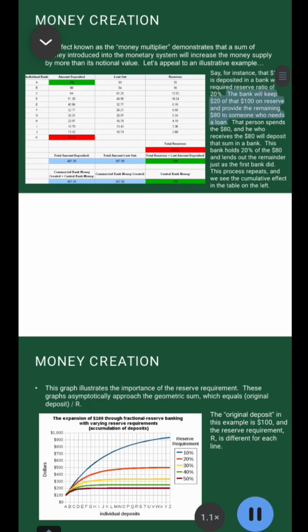The bank will keep $20 of that $100 on reserve and provide the remaining $80 to someone who needs a loan. That person spends the $80, and he who receives the $80 will deposit that sum in a bank. This bank holds 20% of the $80 and lends out the remainder just as the first bank did. This process repeats, and we see the cumulative effect in the table on the left.